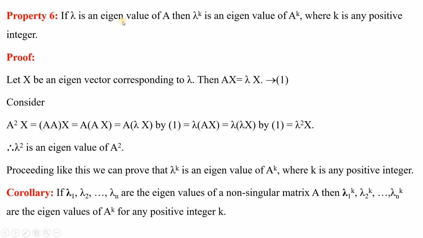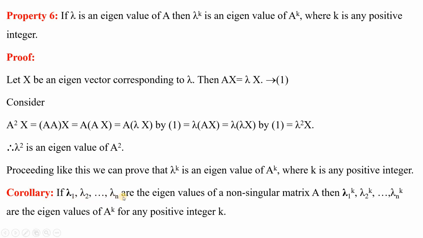Property 6, if lambda is an eigenvalue of A, then lambda power k is an eigenvalue of A power k. For that, first we will consider A square x, which can be written as A(Ax). In the place of Ax we can substitute lambda x. Since lambda is a scalar, we can take it out. In the place of Ax, again we are substituting lambda x, so we will end up with lambda square x. So lambda square is an eigenvalue of A square. Similarly, proceeding like this, we will get lambda cube is an eigenvalue of A cube, etc. Lambda power k is an eigenvalue of A power k.